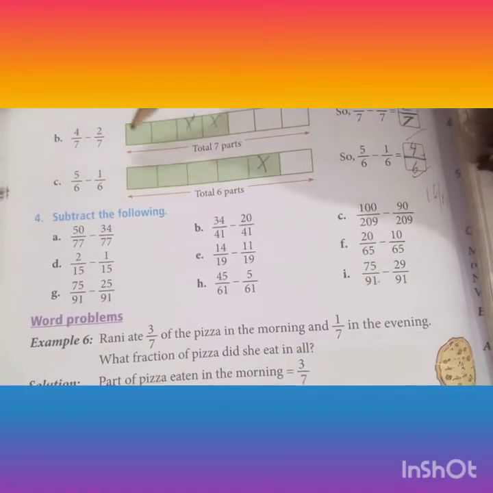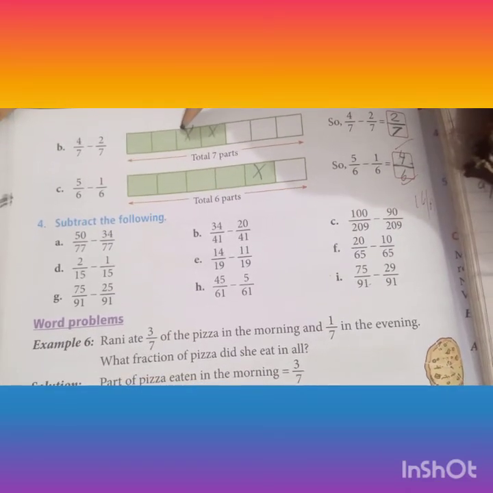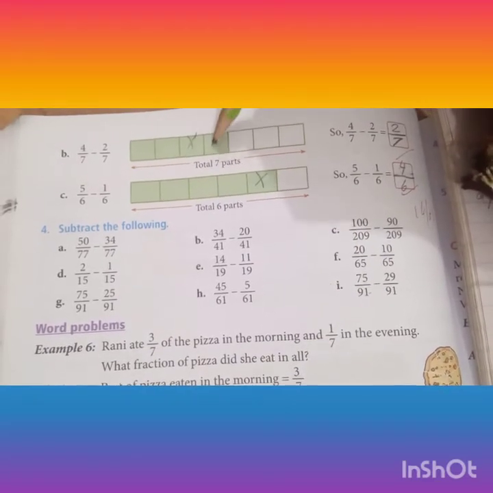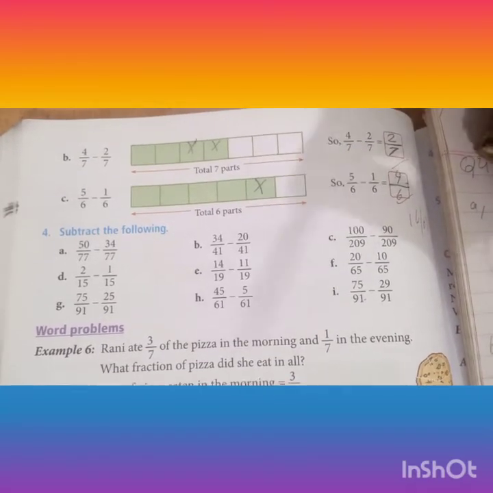B question is 4 upon 7 minus 2 upon 7. We have 7 boxes, 4 colored boxes, and we have put a cross in 2 boxes. Answer is 2 upon 7, 4 minus 2. Answer is 2 upon 7.